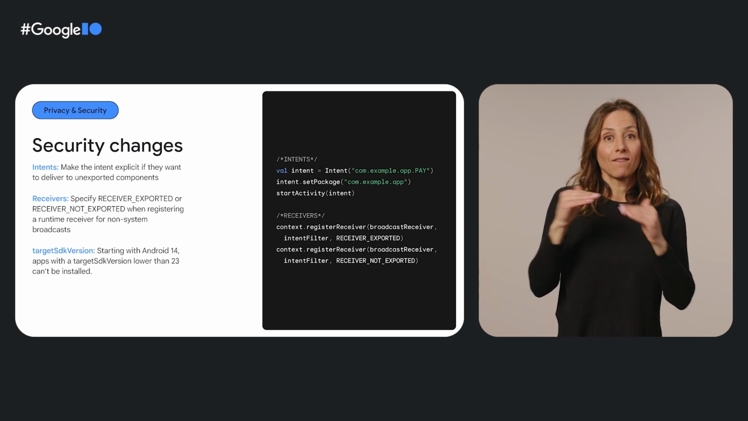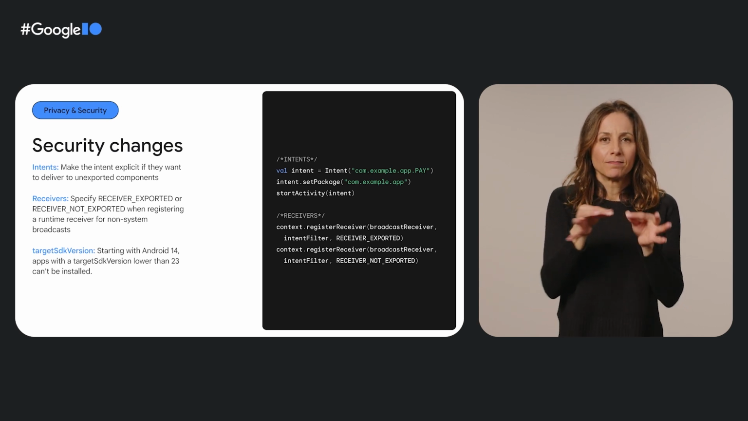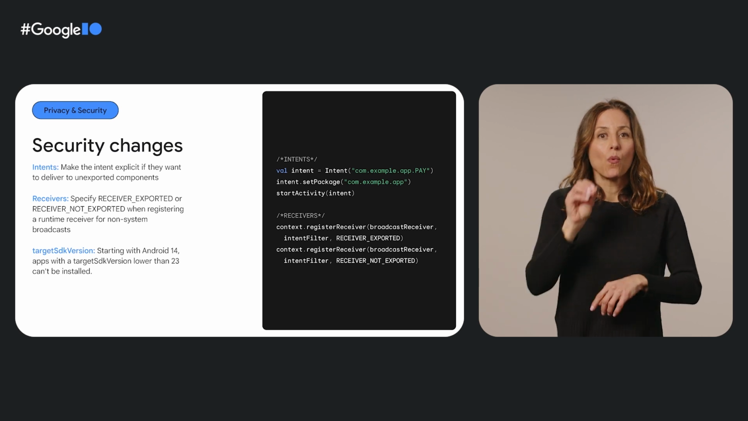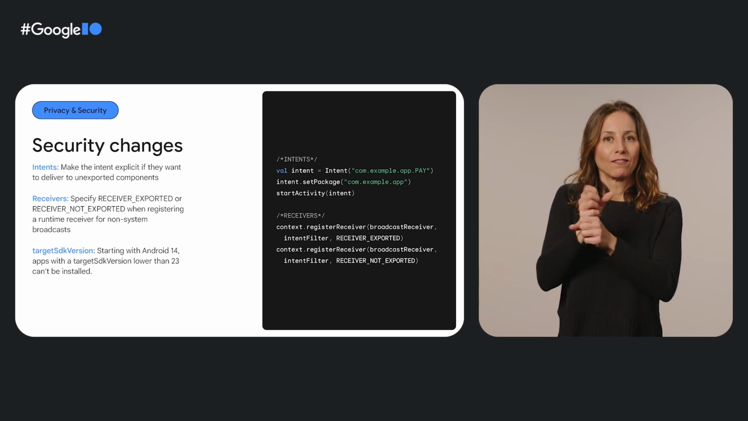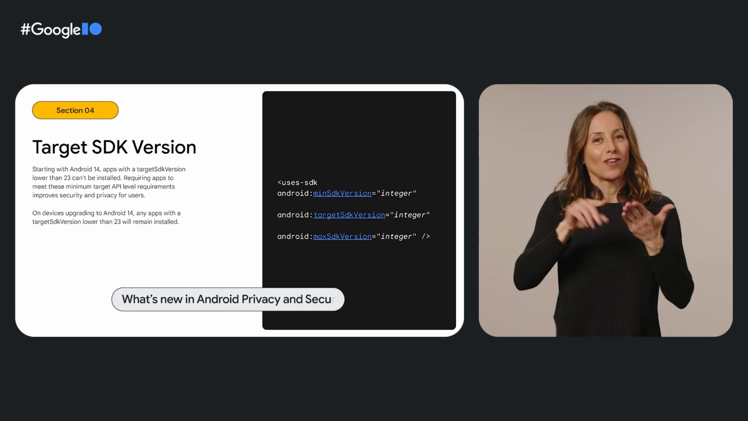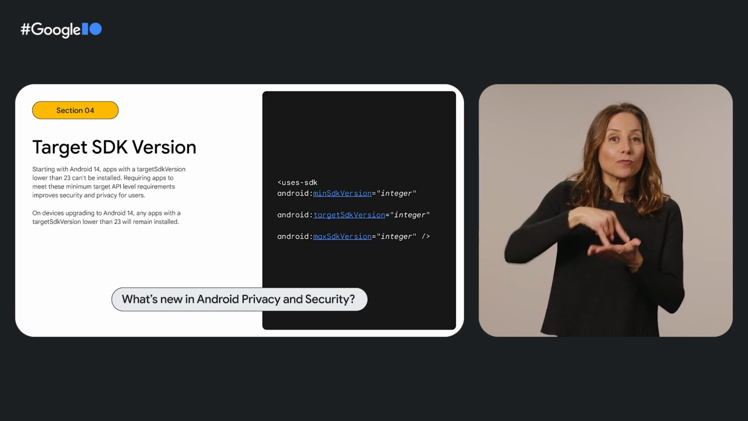Apps targeting SDK level 34 must specify receiver exported or receiver not exported when registering a runtime receiver for non-system broadcasts. From Android 14, apps with a target SDK version below 23 cannot be installed. Requiring apps to meet this minimum target API level requirement improves security and privacy for users. For more, check out What's New in Android Privacy and Security.